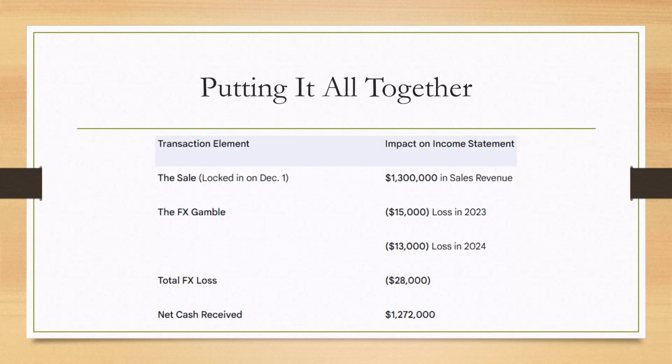So, let's look at the big picture and summarize the story this tells on the income statement. The sale element is locked in at $1,300,000 in sales revenue. The FX gamble resulted in two losses, a $15,000 loss in 2023 and another $13,000 loss in 2024, for a total FX loss of $28,000. The final net cash received was only $1,272,000. This separate disclosure tells a clear story to investors: we had a successful, high-value sale, but we took a significant loss on our foreign currency gamble.